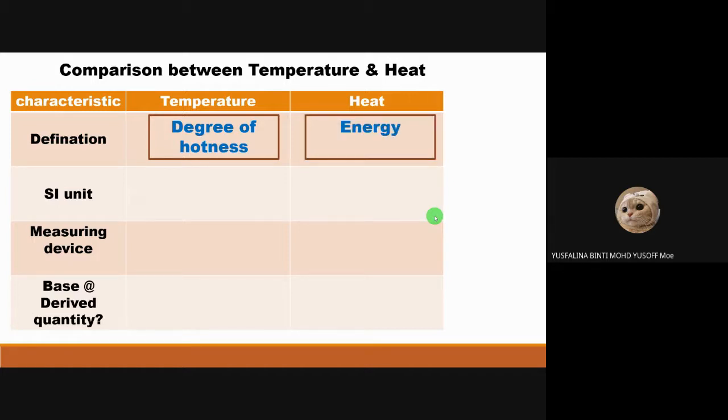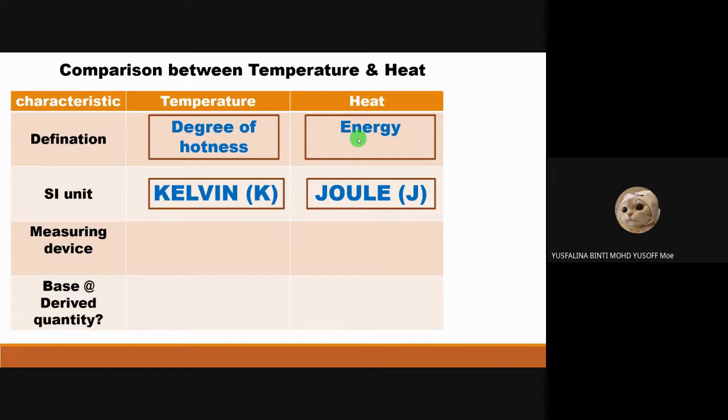So in the exam, let's say they ask you what is the meaning of temperature. You just say degree of hotness. And for heat, you just say it's a form of energy. The SI unit for temperature is Kelvin, while for energy it is joule. So any type of energy, let's say electric energy, light energy, elastic potential energy, gravitational potential energy, the SI unit must be joule.